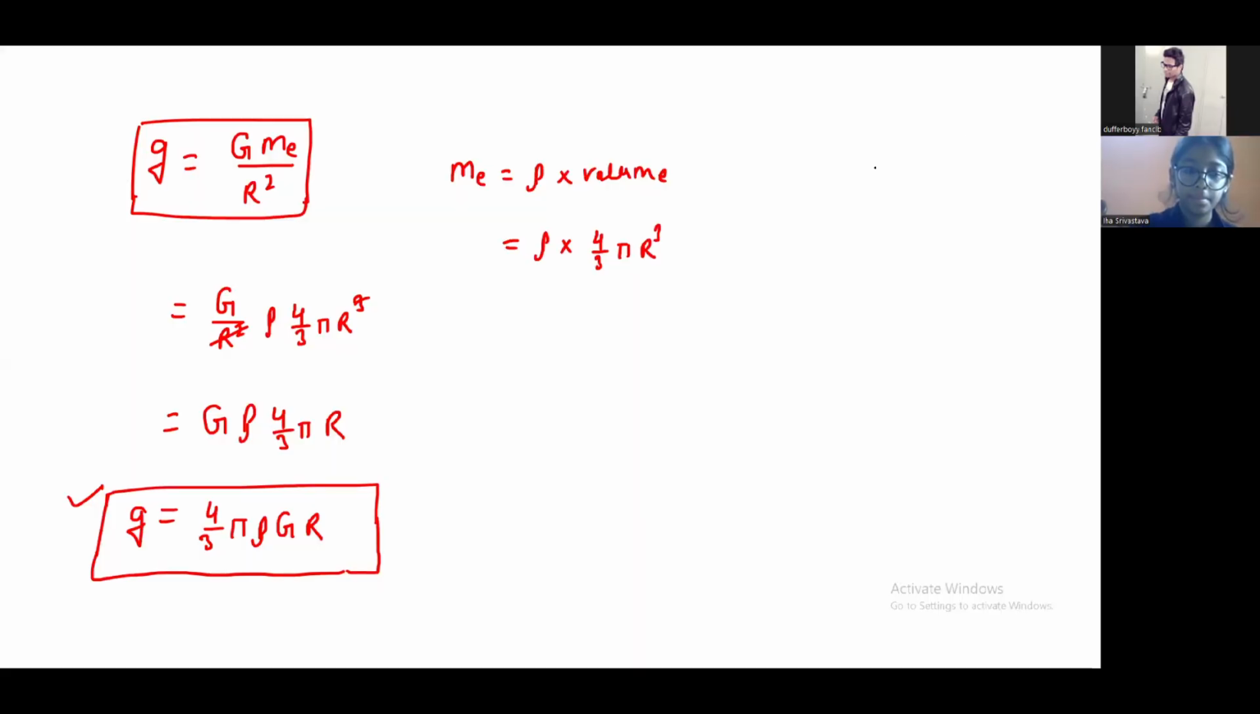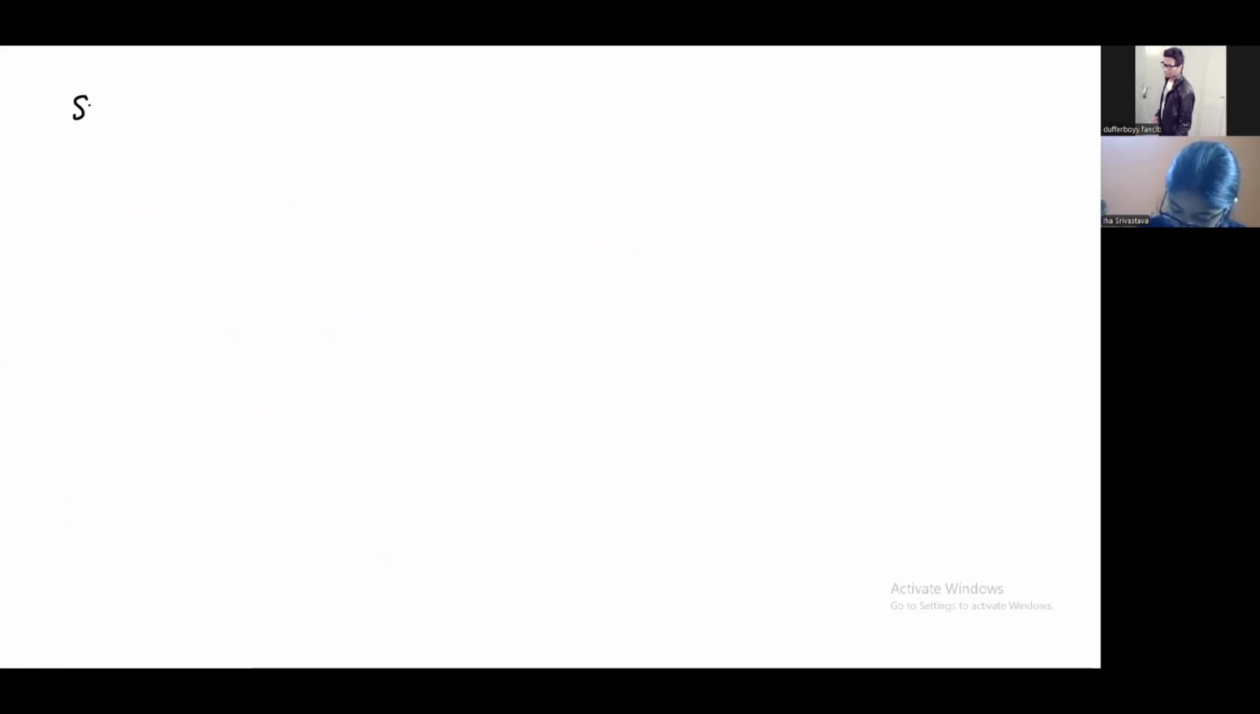Now we are moving to the important points about small g. Write down some important points about small g.